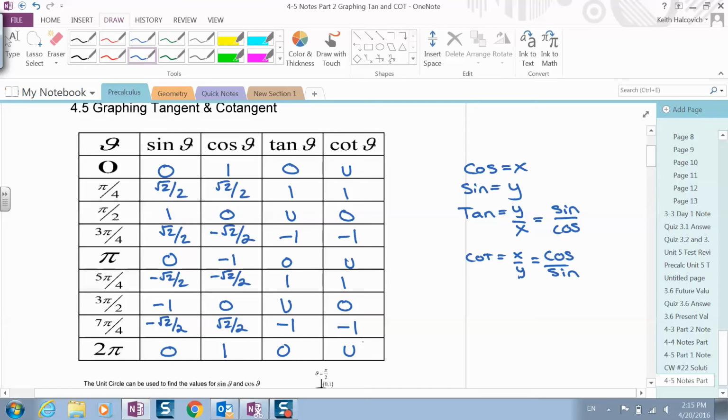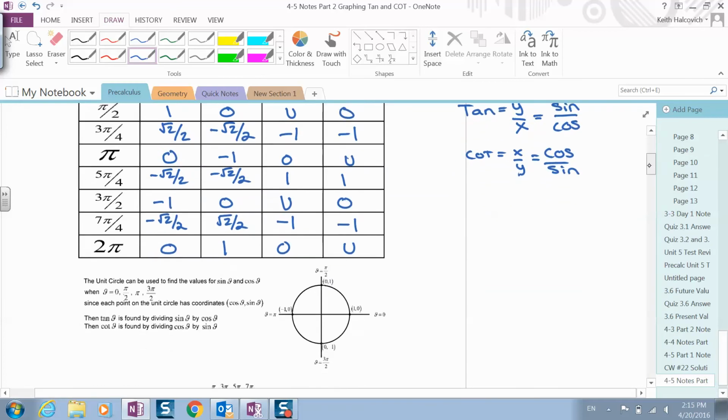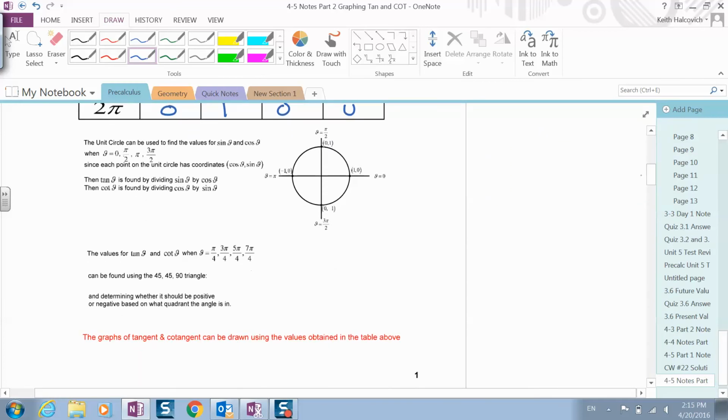So those give you some values. We didn't do pi over 3 and pi over 6, but we don't need those to graph the cotangent and tangent. So those are the values on the unit circle that will help us graph tangent and cotangent. And this is just to review how you found those values and how we did it using the 45, 45, 90, and the quadrantal angles.